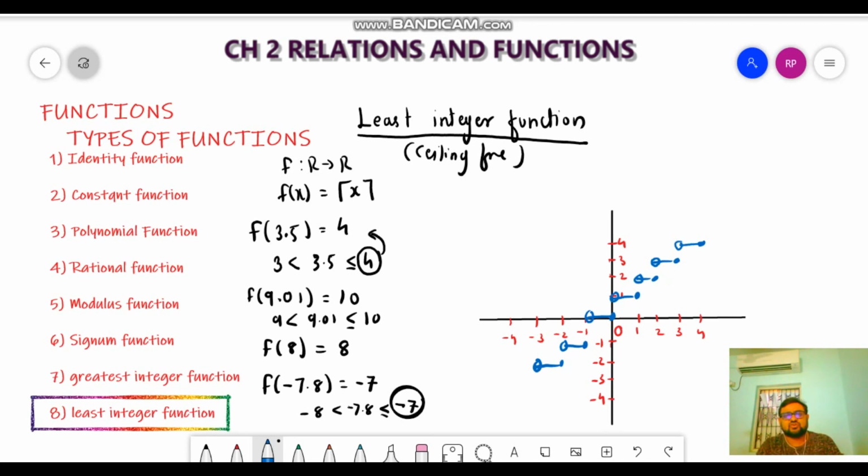Okay, students. So today we studied what a function is and different types of functions. We have studied 8 different types of functions. Right? So that's it for today.